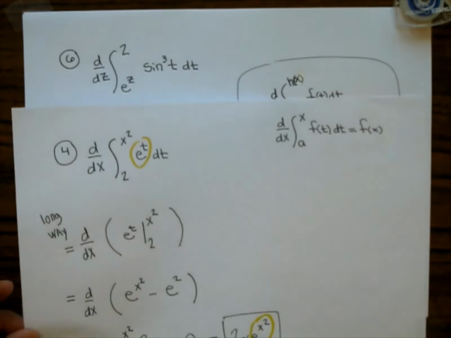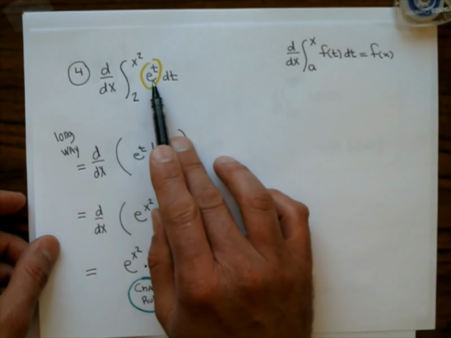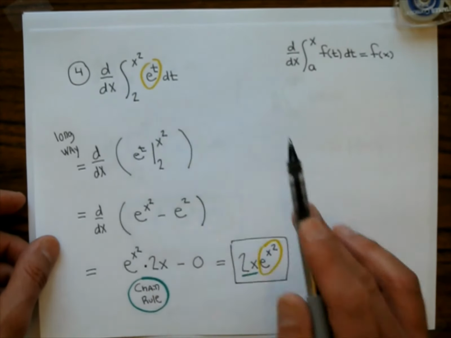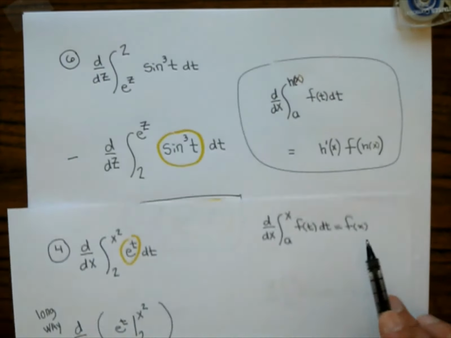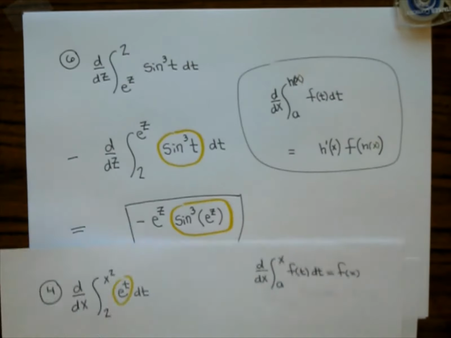We went f of h of x. So this right here is f of x, f of this guy. So this is e to the x squared. And then we took the derivative of h of x, and that gave us the 2x.